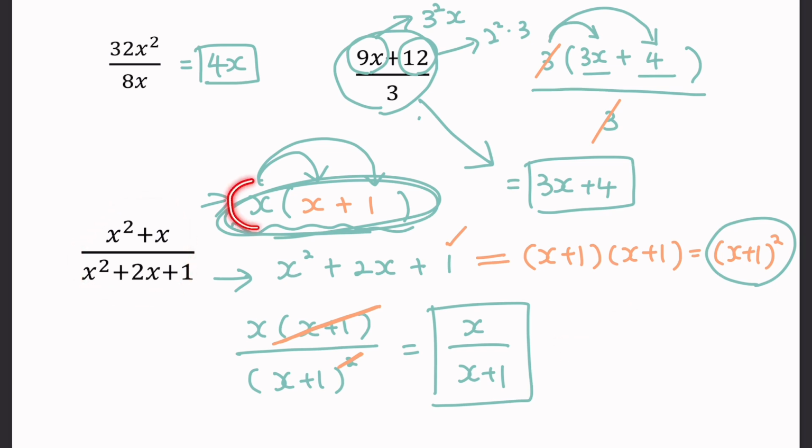So what we did was we factored out x from the numerator, and then we also factored the denominator using how to factor a quadratic.